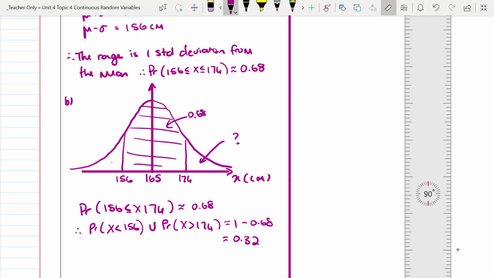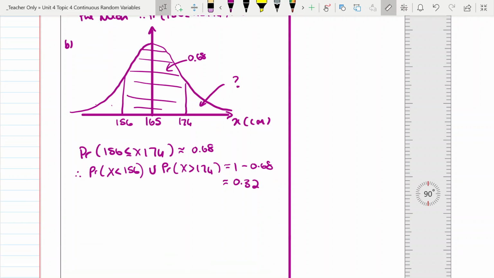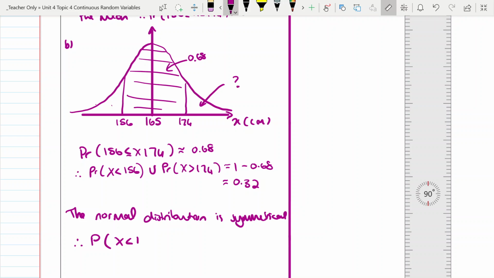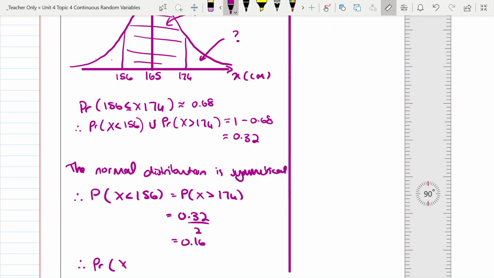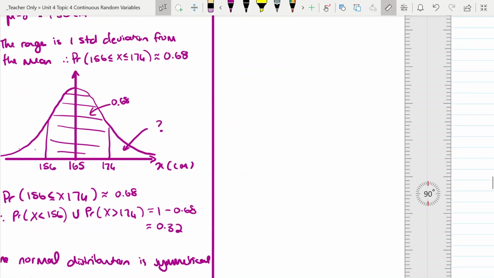But this thing is symmetrical, and we're only interested in the top half, okay? So the normal distribution is symmetrical. So therefore my probability of x being less than 156 equals my probability of x being greater than 174. So that means it must be 0.32 over 2, which is 0.16. Okay, so therefore my probability of x being greater than 174 is approximately 0.16. All right, let's have a look at the next one.